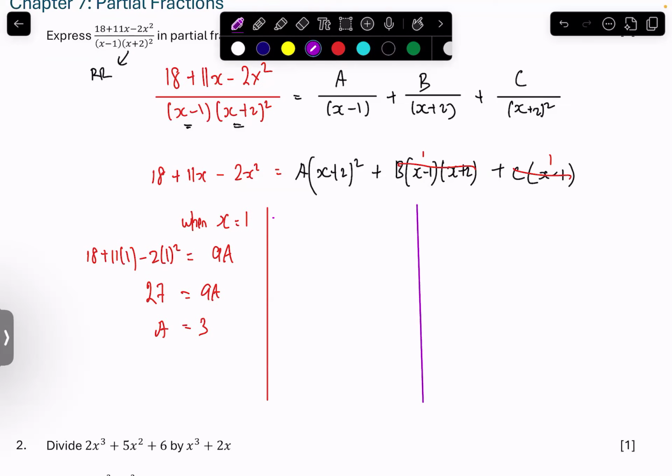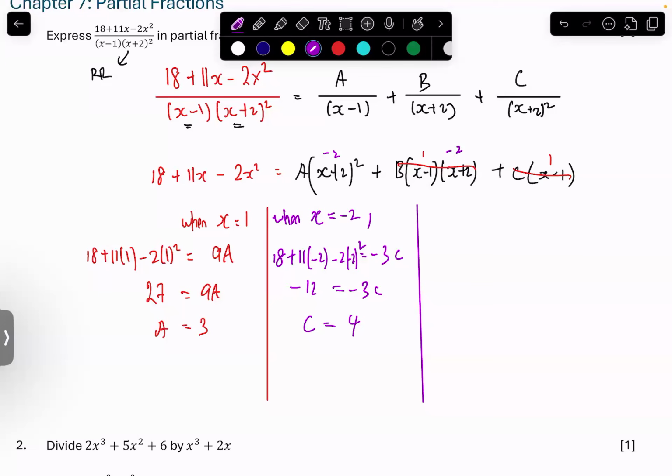The next one, when x equals negative 2. When x equals negative 2, this will be gone, this will be gone, you are left with C on the right hand side, so you have negative 3C on the right hand side. So you have 18 plus 11 times negative 2 minus 2 times negative 2 squared. That's negative 22 plus 18, so negative 4 minus 8, so that's negative 12 equals negative 3C. C equals 4.